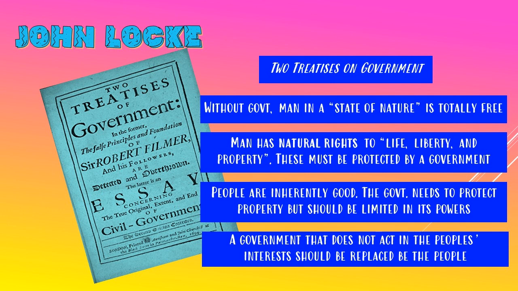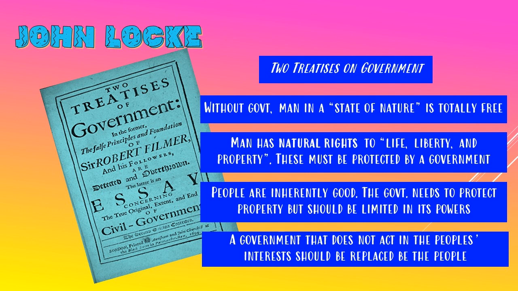Locke thinks deep down on the inside we're all good. And if the people are all good, we don't really need a government to control us. We just need a government to protect property, to protect freedom, and to protect our life. It's a very limited government because deep down on the inside, we're fine without a government.